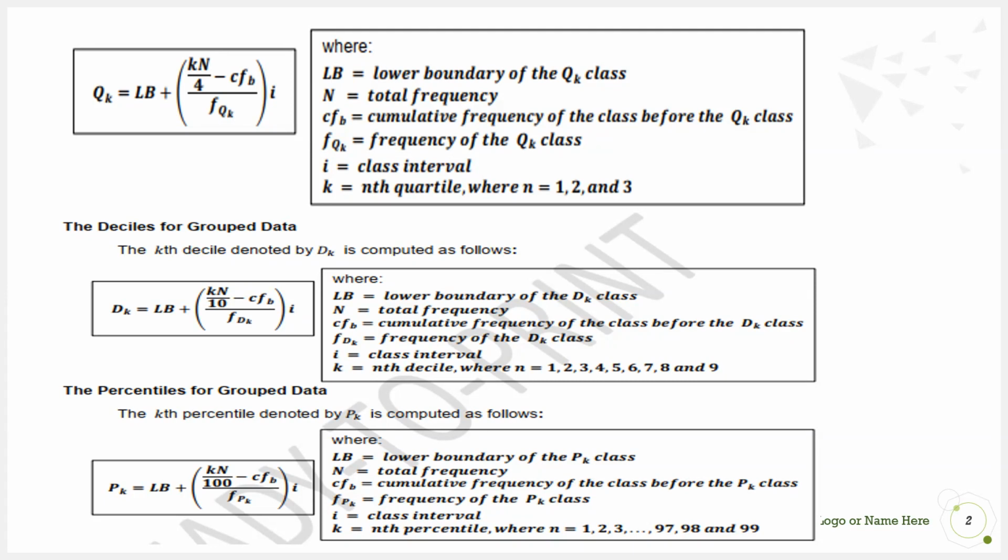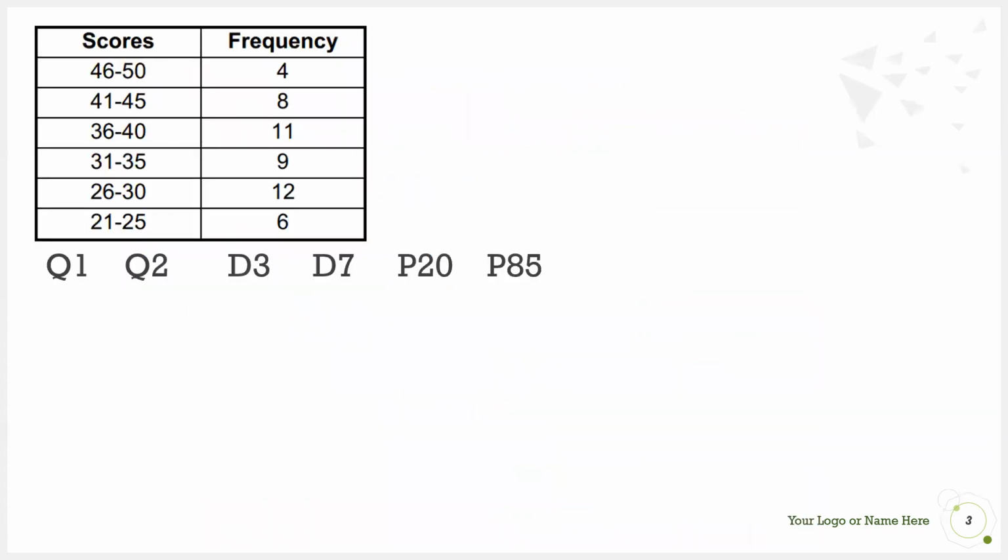Okay, so let's have an example. So we have here example, yung kaninang binigay ko sa inyo, which is the table, which is 21 to 25, 26 to 30, 31 to 35, 36 to 40, 41 to 45, and 46 to 50 with a frequency of 6, 12, 9, 11, 8, and 4. Okay, ang hahanapin natin ay quartile 1, quartile 2, decile 3, decile 7, P20, P85. Okay po. Ready? Okay. So in this case, the first thing that you should do is kumpletuhin muna natin yung table. Okay?